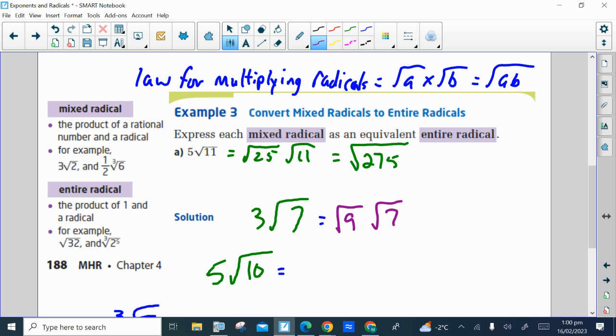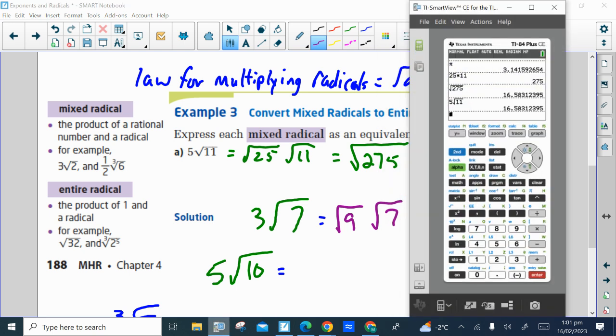Right? So we haven't changed the value of the number. The square root of 9 is 3. 3 equals the square root of 9. But because we have both numbers expressed as radicals now, we can multiply them together and the answer will be a radical. 9 times 7 is 63, so the answer is radical 63. That's the entire radical that should be equivalent to 3 root 7.